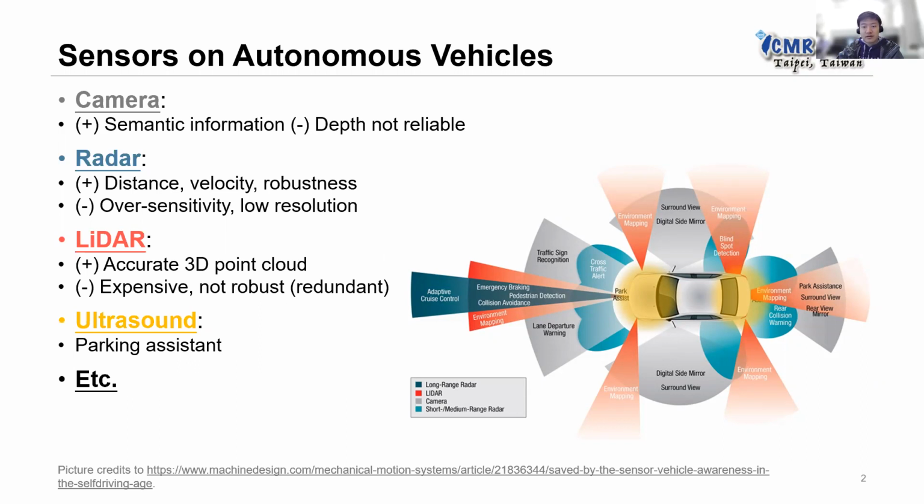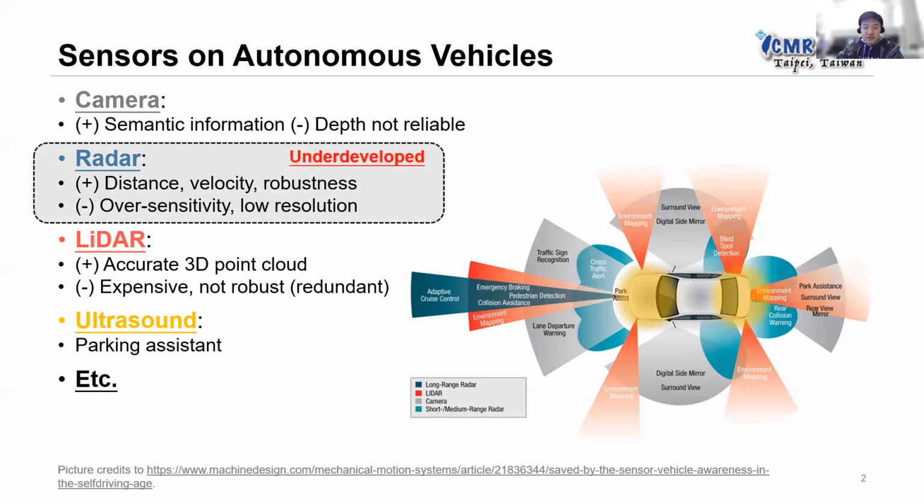As for LiDAR, it can collect dense 3D point clouds, but it is expensive and also not robust to adverse weather scenarios. This makes LiDAR kind of redundant when we already have the camera and radar on board. Ultrasound is usually very helpful for parking lot assistance. Among these sensors, radar has great potential but is significantly underdeveloped compared with the camera and LiDAR. Therefore, in this challenge, we accomplish an object detection task using radar data.